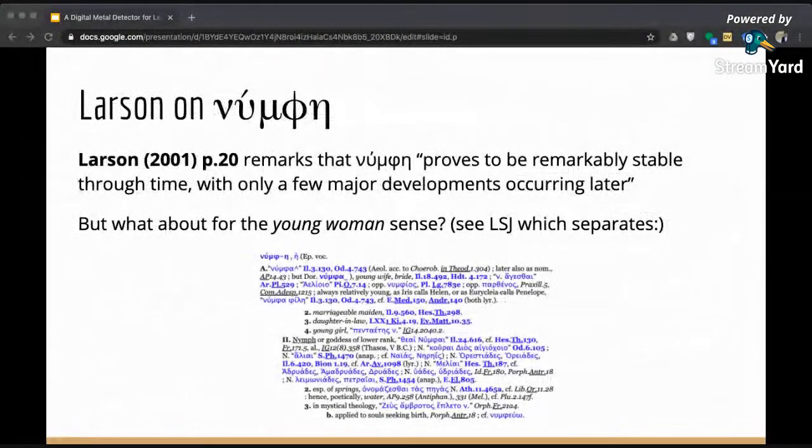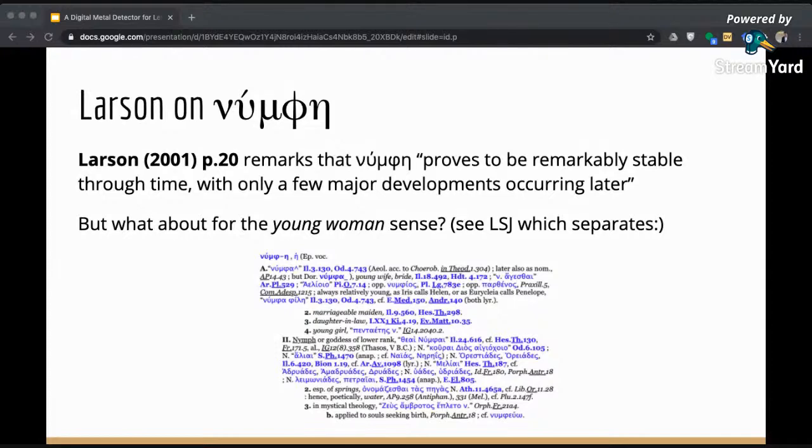So there exists a brilliant book on Greek nymphs. Jennifer Larson's Greek Nymphs provides an account of synchronous attitudes to Greek nymphs, the divine form of nymphs, from both textual and archaeological data. And I note that Larson on page 20 remarks that the word numpair proves to be remarkably stable through time with only a few major developments occurring later. This is promising. It suggests that the computer is correct.